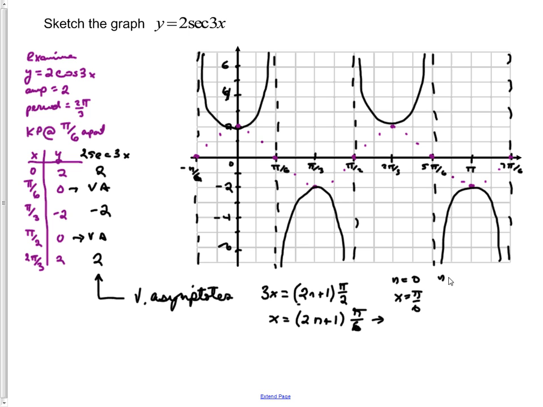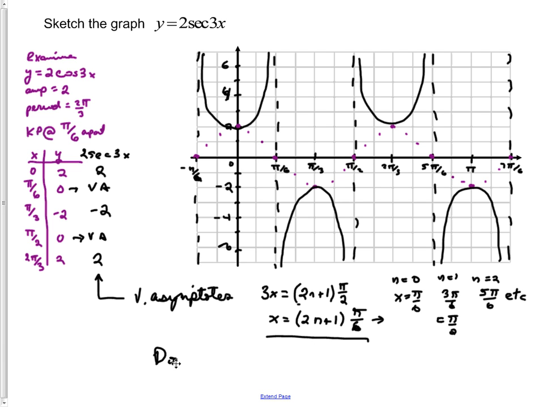At n equals 1, what happens? Well, we've got 2 times 1 plus 1, that's 3 pi over 6. Oh, wait a minute, that reduces, doesn't it? It's pi over 2. That's a vertical asymptote. Let's try n equals 2. At n equals 2, we're going to get 2 times 2 plus 1, that's 5. That gives us 5 pi over 6. Sure enough, 5 pi over 6 is another of our vertical asymptotes. And so we can see that this formula works. That gives us the location of our vertical asymptotes.